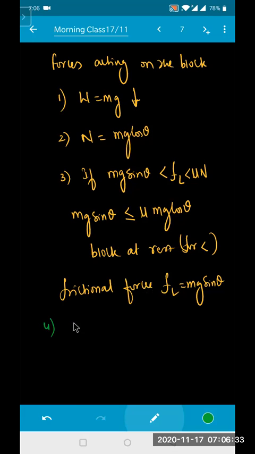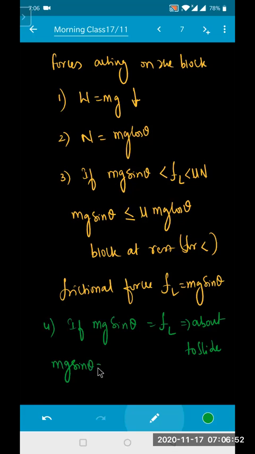Now, if your mg sin theta is equal to limiting friction FL, that means it is about to slide. That means mg into sin theta is equal to FL, which is equal to mu into N. N is equal to how much, beta? mg into cos theta. This mg gets cancelled. So sin by cos will become tan. So this mu will be equal to how much, beta? Mu is equal to tan theta. Is it clear?